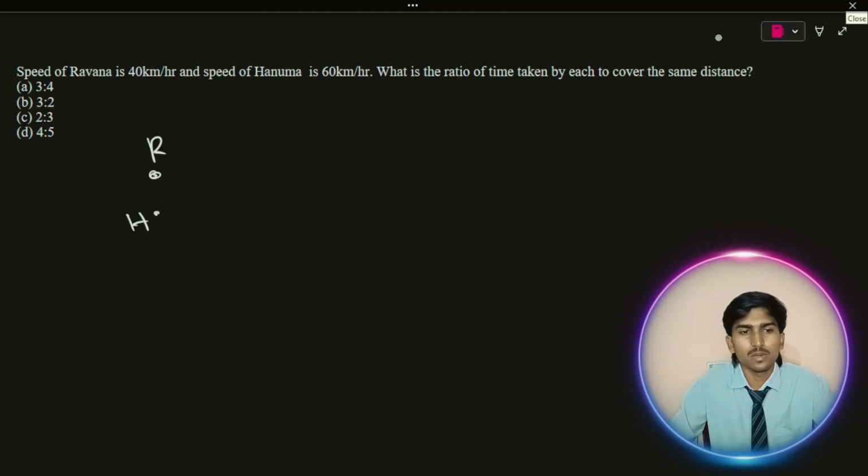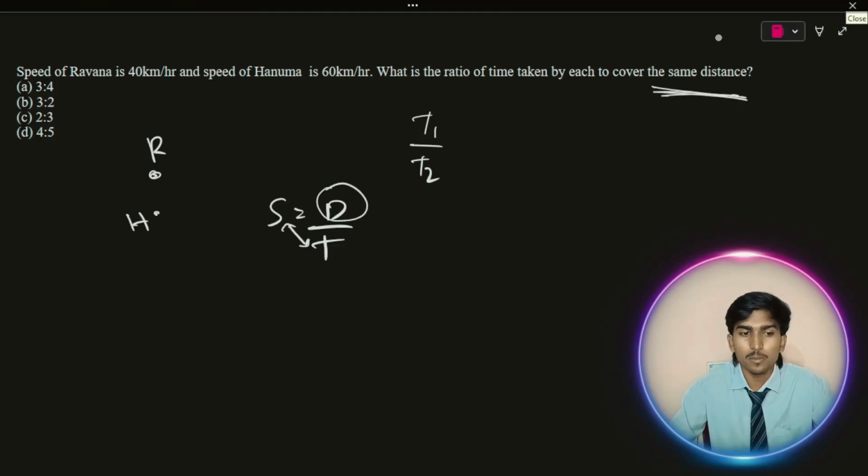What are they asking actually? What is the ratio of the time taken by each to cover the same distance? They're asking for the ratio of time, t1 by t2. So which parameter is constant? Actually, the distance is the same, it is already given. When the distance is the same, I already told you the condition. Speed is equal to distance by time. When distance is the same, speed and time are inversely proportional. That is, speed 1 by speed 2 is equal to t2 by t1. Okay, and just apply the thing.